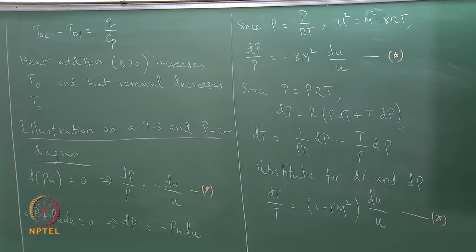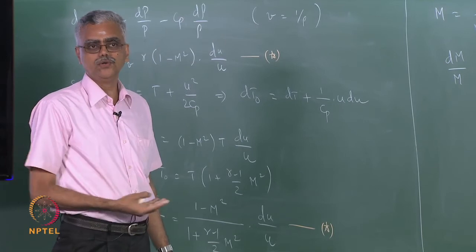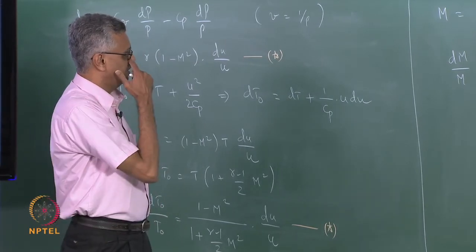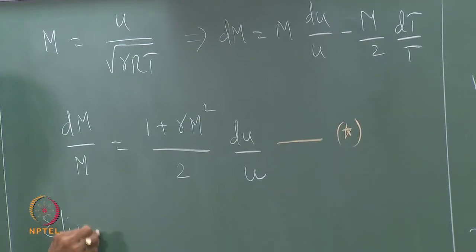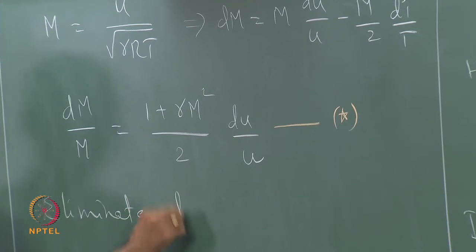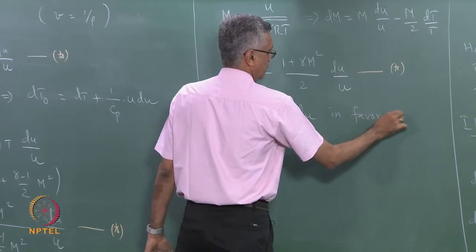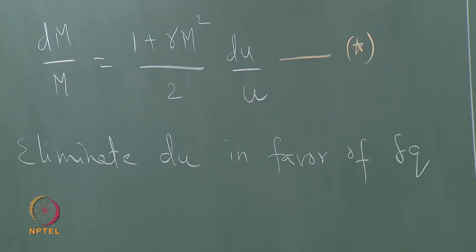So these are the equations that I am looking at. I would just like to involve a delta Q in these equations rather than a du. That is the only thing that I am going to do next. So we would prefer to eliminate du in favor of delta Q, right.